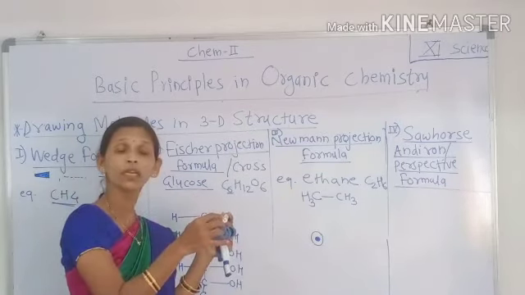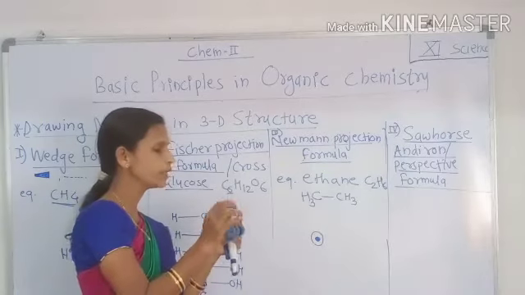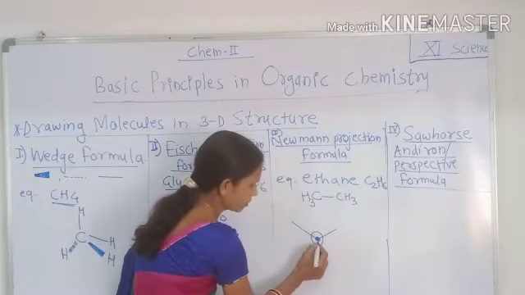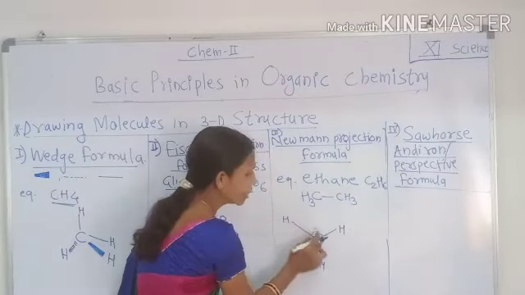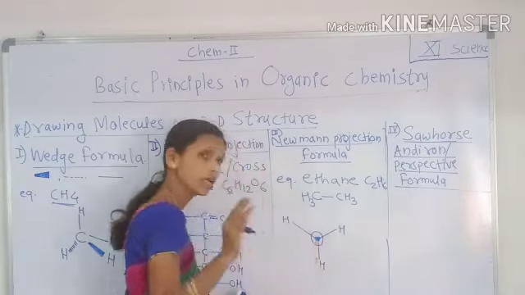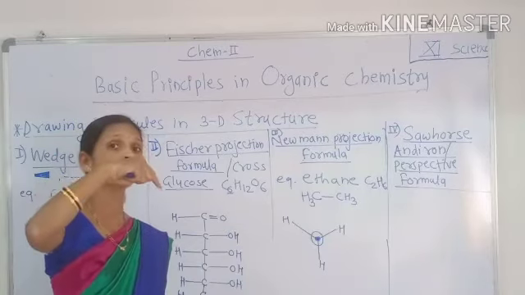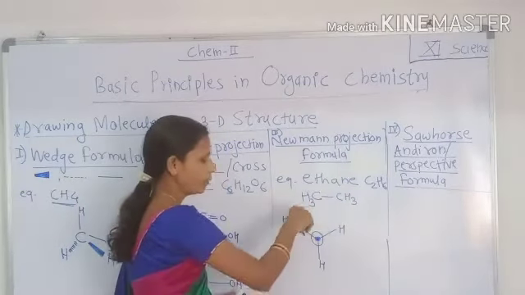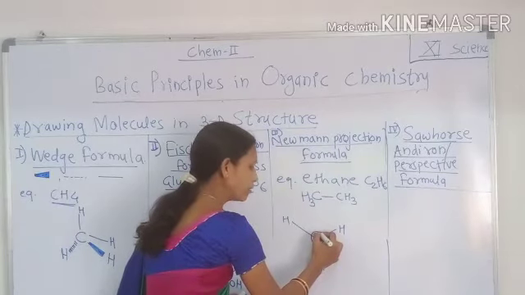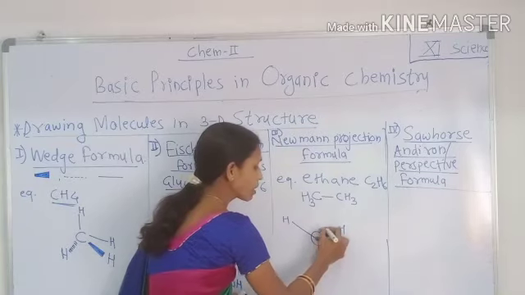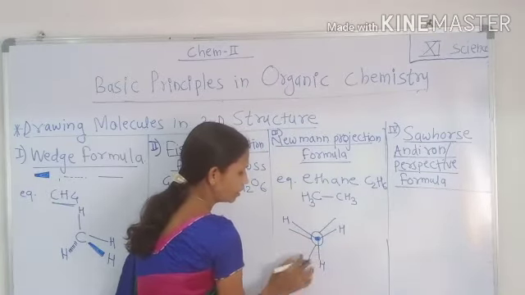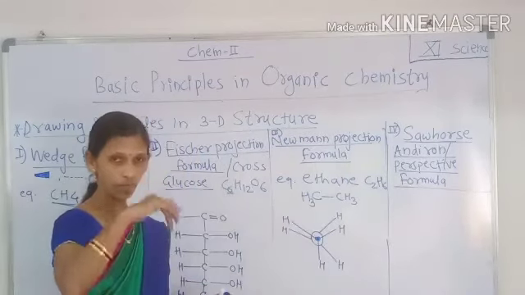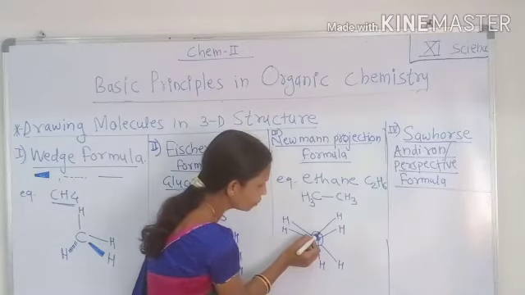Then the 3 C-H bonds of the front carbon atom are represented by solid lines drawn from the center. There are also 3 C-H bonds of the back carbon atom, which cannot be seen because of the front carbon atom. The 3 C-H bonds of the back carbon atom are shown by solid lines, but these lines are drawn from the circle. These are the 3 C-H bonds of the back carbon atom, drawn from the circle.